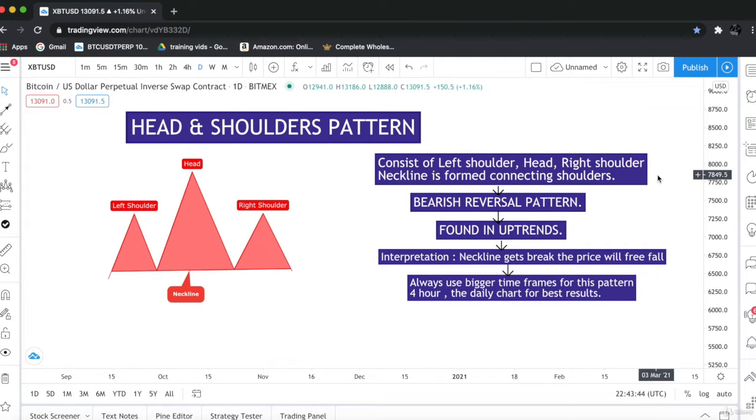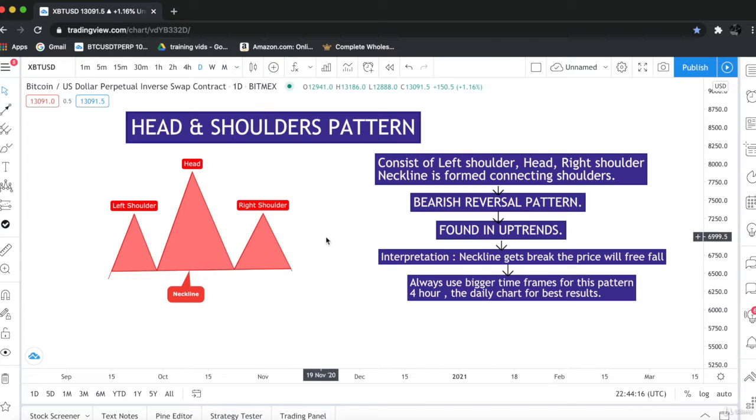As from the name head and shoulders, this consists of a left shoulder, a head, and a right shoulder, like us humans. The shoulders are connected by a line called the neckline. As you can see in this diagram below, the shoulders are connected by a line called a neckline.